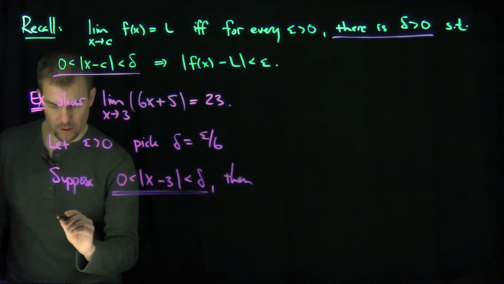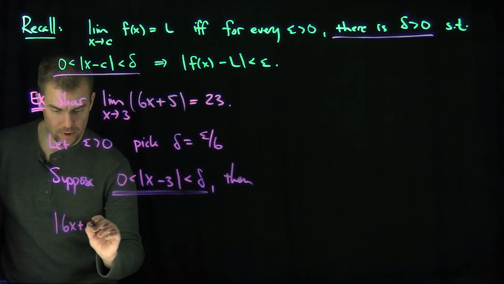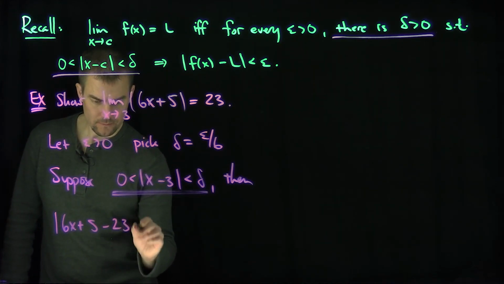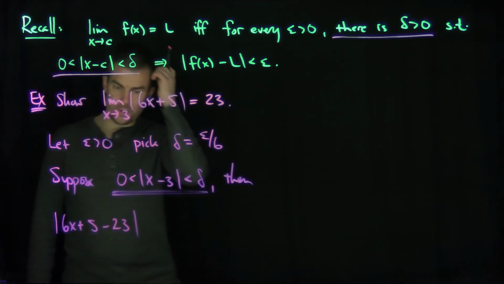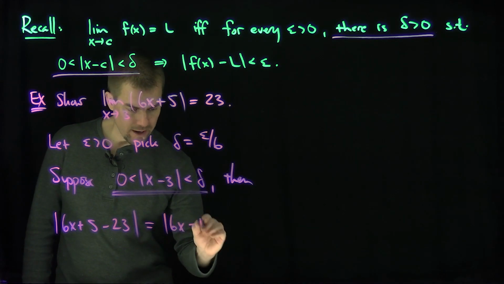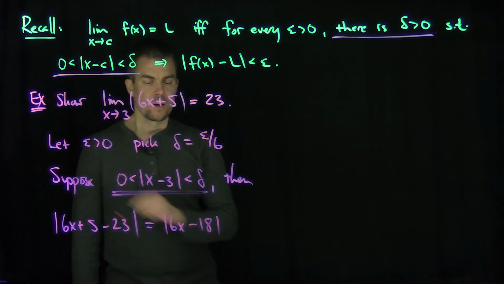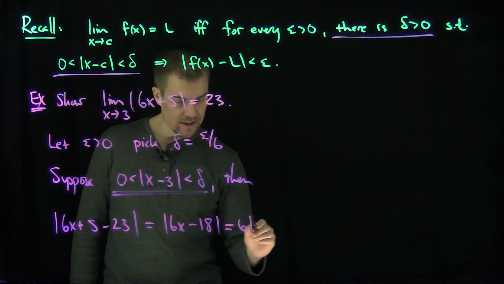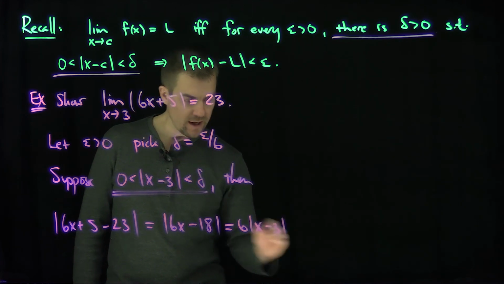Well, let's look at our function. Our f of x is 6x plus 5, then minus 23. Well, 5 minus 23 is going to be negative 18. So this is going to be the absolute value of 6x minus 18. Now, those both have a common factor of 6. I'm going to pull that 6 out of the absolute value. Then I have 6, and then x minus 3 is left.